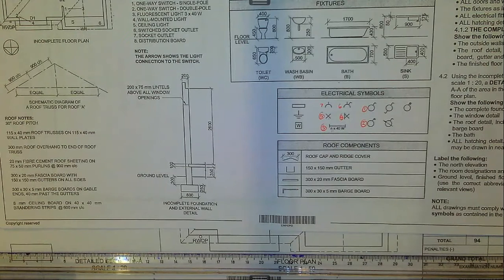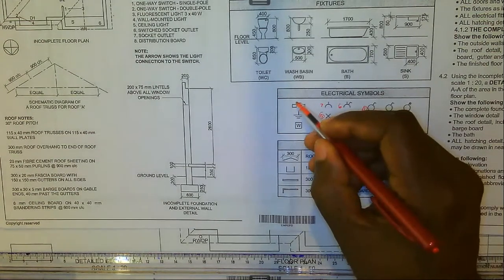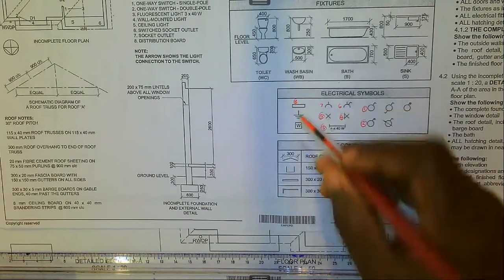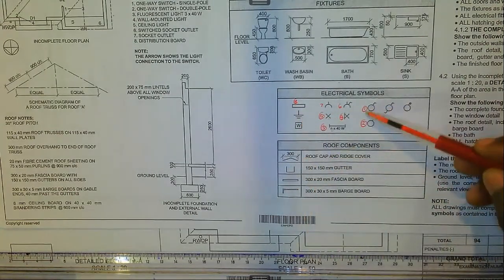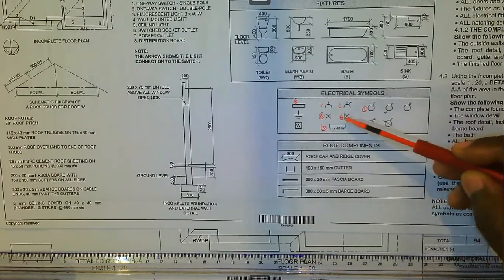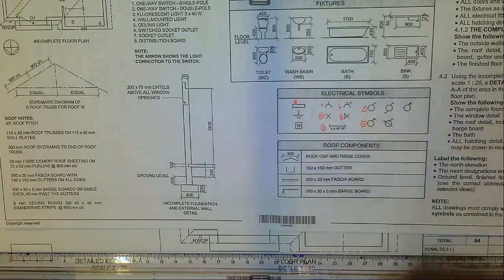Right, a distribution board, which is number 8. So we have got 1, 2, 3, 4, 5, 6, 7, 8. Those are the elements that would require.